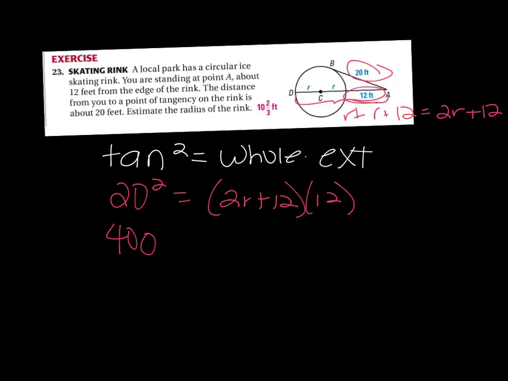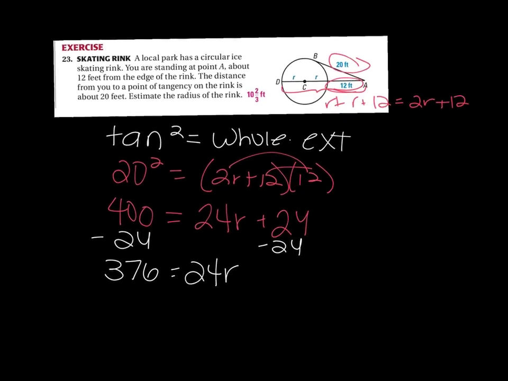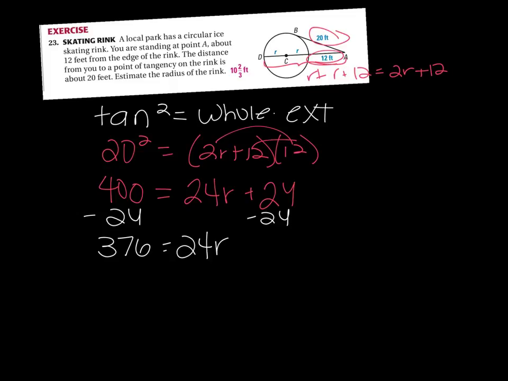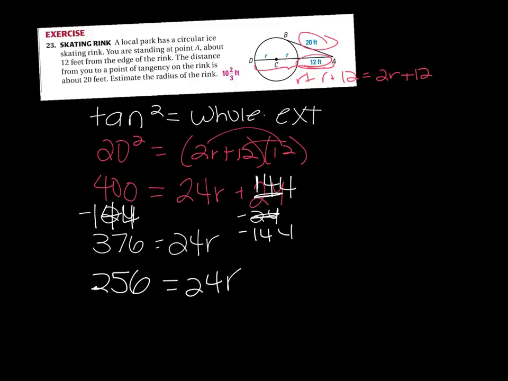So 20 squared is 400. Distribute this. 24r plus 24. Subtract the 24. 376 equals 24r. Oh, 12 times 12. I did 12 times 2. Thank you. This is 144 minus 144. So now it's 6, 5, 256 equals 24r. Divide by 24.